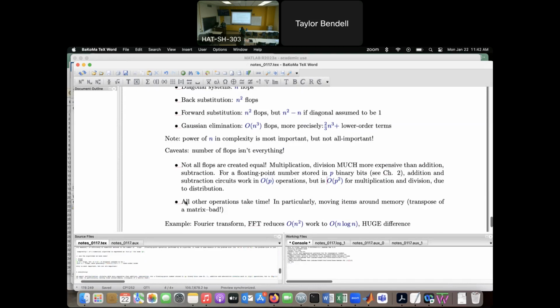Also, you're not just doing arithmetic. Storage is important. If you can minimize how many variables you need, that can be very helpful. The transpose of a matrix is an operation that you actually like to avoid, because you're making a copy of that matrix and moving entries around. Matrices are stored in a certain way: they're stored linearly in memory, because memory is one-dimensional.